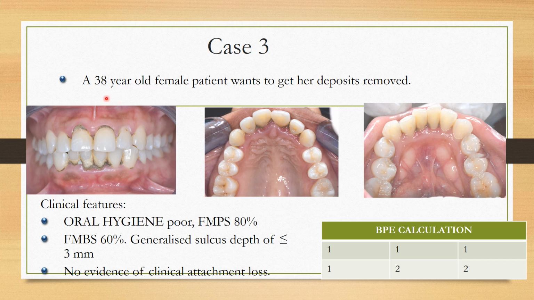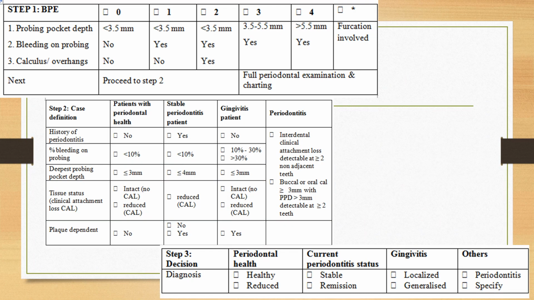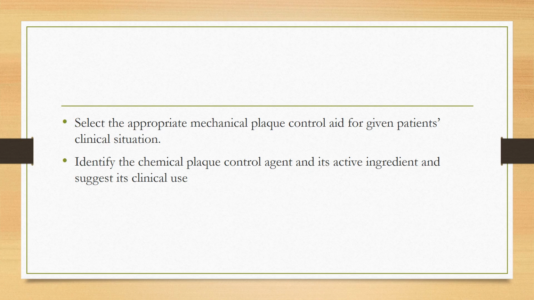Case 3 is a 3-year-old female patient who wants to get her deposits removed, and this is the photo, the first photo with the labial side, occlusal upper side and lower occlusal. Oral hygiene poor, FMPS 80%, FMBS 60%, generalized sulcus depth again less than or equal to 3 mm, no evidence of clinical attachment loss. BPE score has been given. So you have to come to the diagnosis by writing the findings and select the appropriate mechanical plaque control agent and chemical plaque control agent.